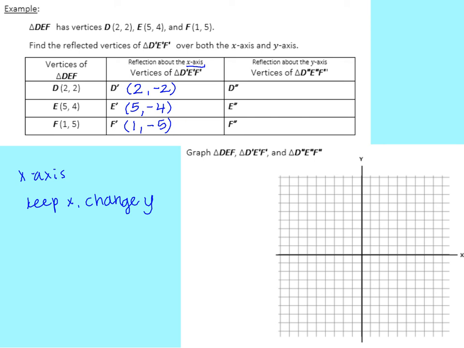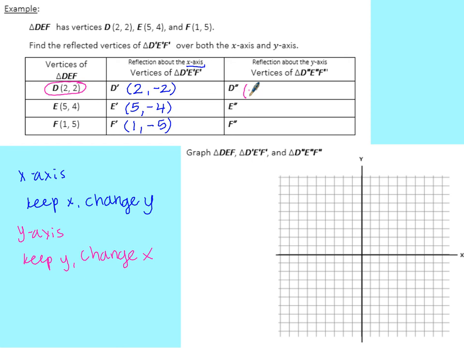And then, once we want to do flipping over the y-axis, we're going to start again with these points here, these D, E, F, where we started. So point D was at 2, 2, so now for our y-axis, we're going to keep y the same, but change x.